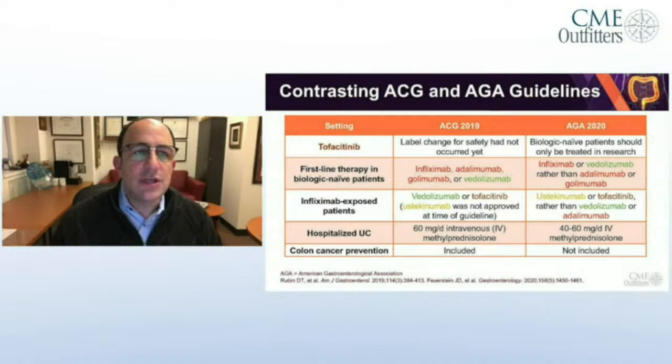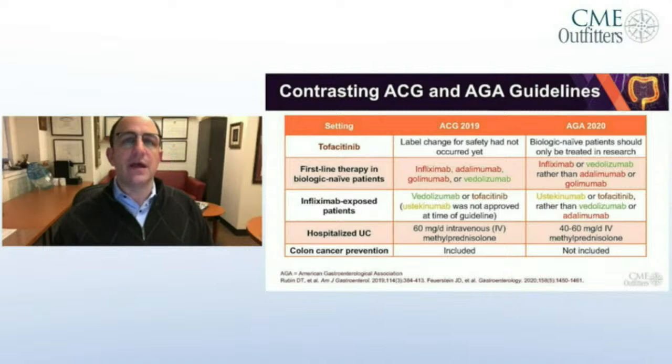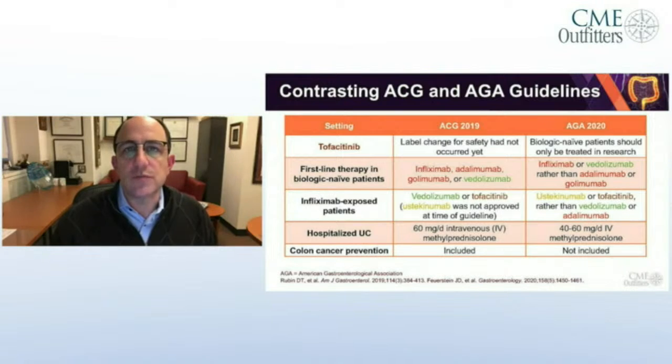There were a couple other differences in therapies, however. Specifically, when the ACG guidelines came out, the tofacitinib label change had not occurred. And you may recall, or you may already know, that tofacitinib had a label change positioning it after exposure to anti-TNF agents. And the AGA guideline came out after that adjustment had occurred, and they said that if you're going to use TOFA in patients who haven't been on anti-TNFs, they should be part of a research protocol or study otherwise.